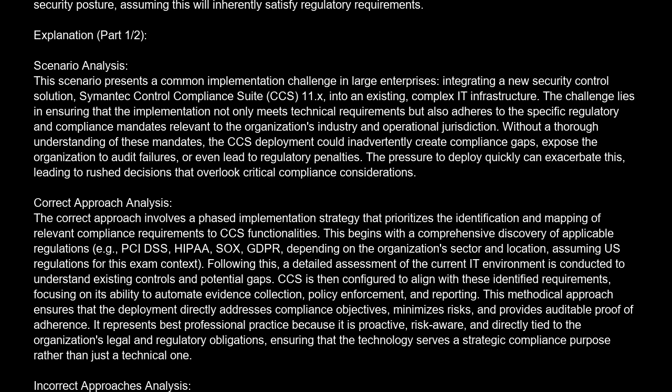CCS is then configured to align with these identified requirements, focusing on its ability to automate evidence collection, policy enforcement, and reporting. This methodical approach ensures that the deployment directly addresses compliance objectives, minimizes risks, and provides auditable proof of adherence. It represents best professional practice because it is proactive, risk-aware, and directly tied to the organization's legal and regulatory obligations, ensuring that the technology serves a strategic compliance purpose rather than just a technical one.